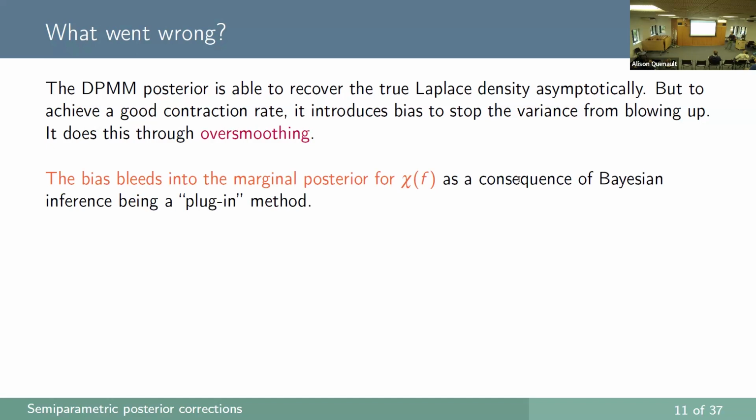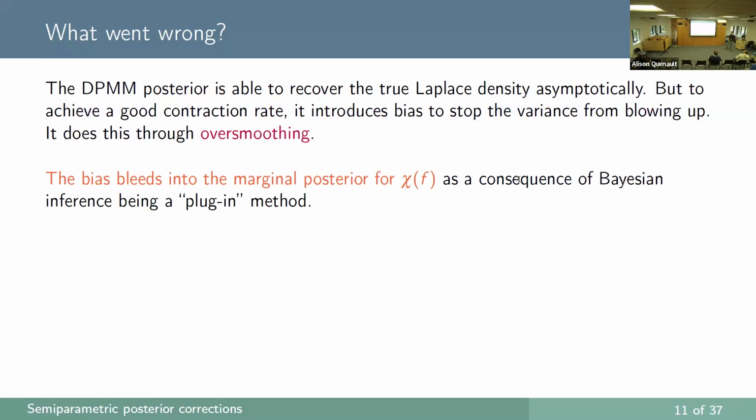Right, so this is what some people call a regularization bias. We've done this trade-off with the bias variance, and it now bleeds into the bit we're actually interested in. And that's why we see the bias on the previous slides. We have this not quite centered distribution around the truth.